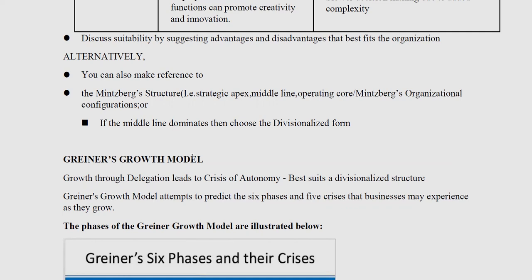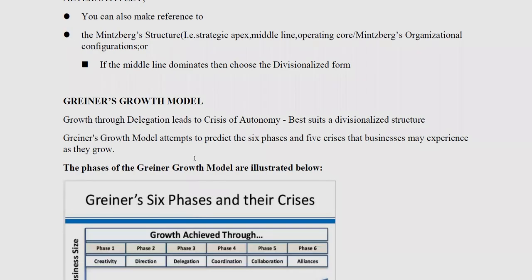Now, Greiner's growth model goes through stages, a level of 6 phases and 5 crises that businesses may experience as they grow. Okay, and then for instance, if you grow through delegation, because you are now delegating, then there's a problem that you will face, autonomy issues, because when I delegate, people want to be on their own. So we face what we call crisis of autonomy, and this one is best suited for a divisionalized structure. So this can also be put in to explain.